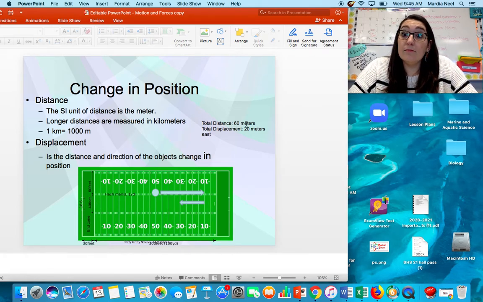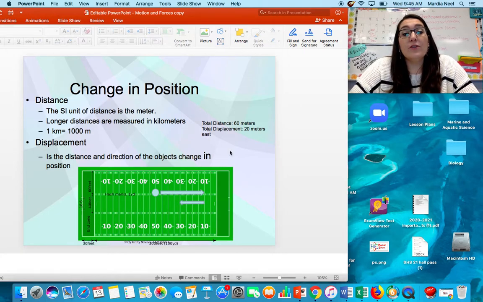Not in Canada, though. Displacement. How far is the ball from where it started? So the ball started on the 50-yard line. The ball ended on the 30-yard line. So the displacement is 20 meters or 20 yards to the east. It ended up 20 yards to the east of where it started. Even though it traveled 60 yards, it only ended up 20 yards east.